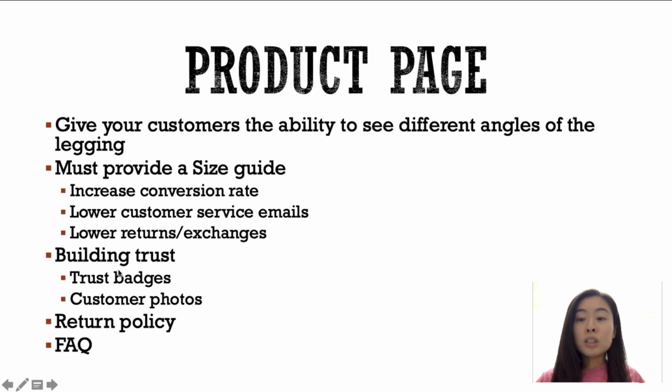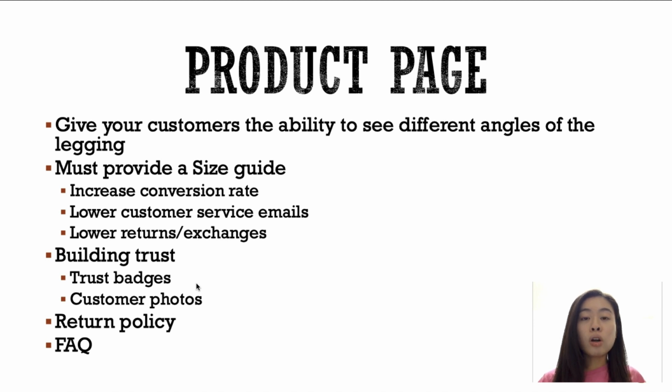Another way that you can increase your conversion rate is by building trust with your customers. Now, I do that in one of two ways. Number one is adding trust badges. Where I like to add the trust badges is either underneath the add to cart button, or also asking your customers for photos of them wearing your product.